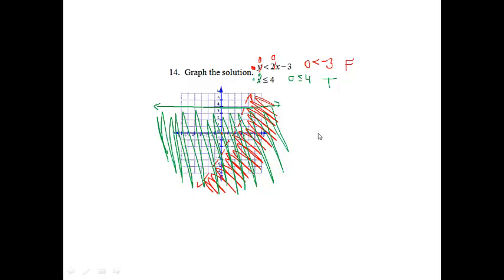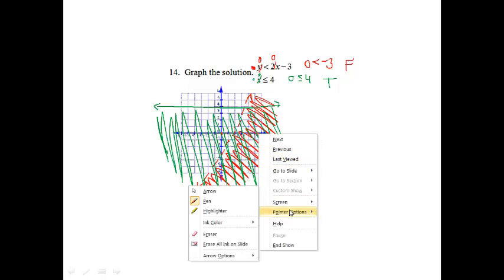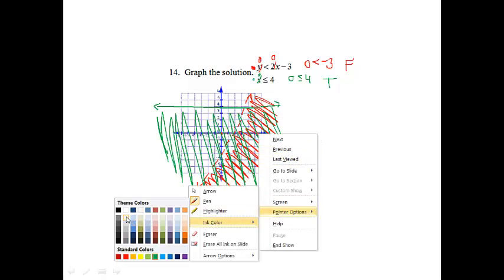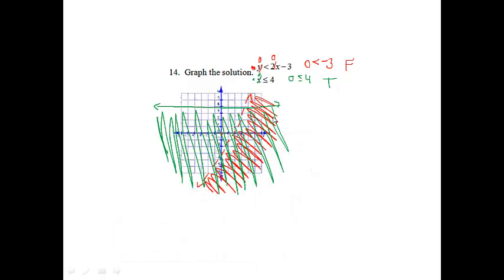Okay, I now need a third color. My third color is going to be used for where both colors are at the same time, because that's where all my answers would be. It's going to be in this corner over on the right side of my page. And it's going to be this section right here. So that is my answer. All of the points in this region would work in both of those inequalities.